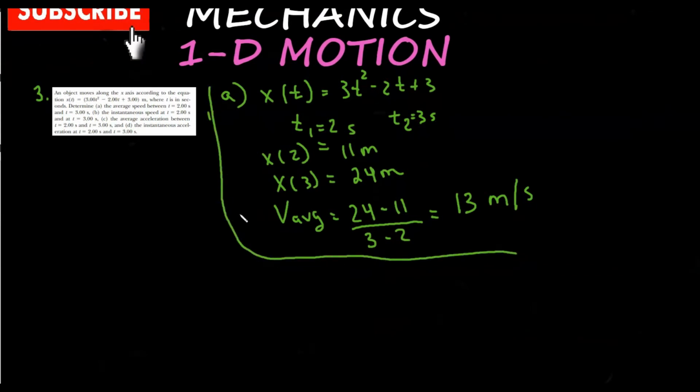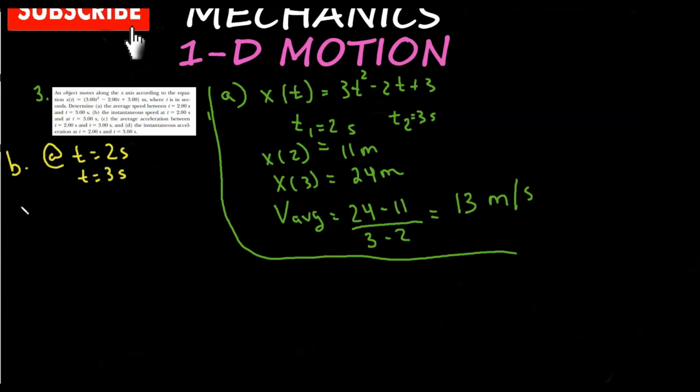So part B says to find the instantaneous speed at t equals 2 seconds and 3 seconds. Alright. So with what we currently have, there's no way we can calculate instantaneous speed. We actually need to derive this equation to get the velocity function.